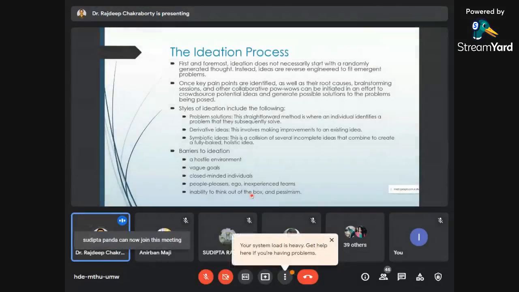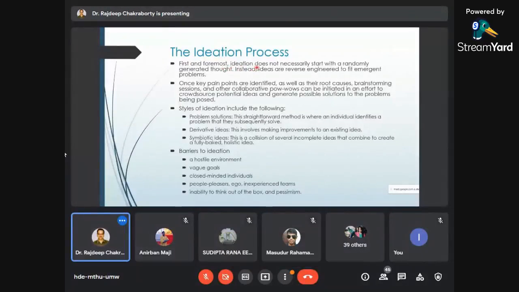So what are the processes? First and foremost, ideation does not necessarily start with a randomly generated problem. Instead, ideas are reverse engineered to fit a problem. Once the key points are identified, you find all the possible solutions. Now, the styles of ideation include the following: problem solution, derivative ideas, and symbiotic ideas.